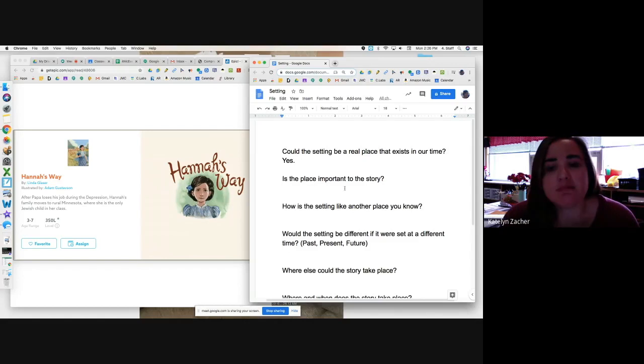Is the place important to the story? If you think about where it took place, rural Minnesota, Minneapolis, in a school during the Depression, is it important? Yes, it is important because it makes way for how people are dressed, how they talk, how they act. It's very important to the story, as it usually is.